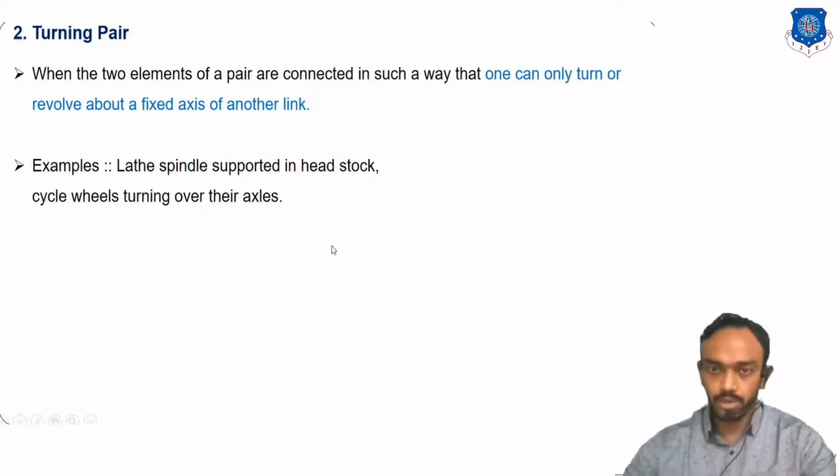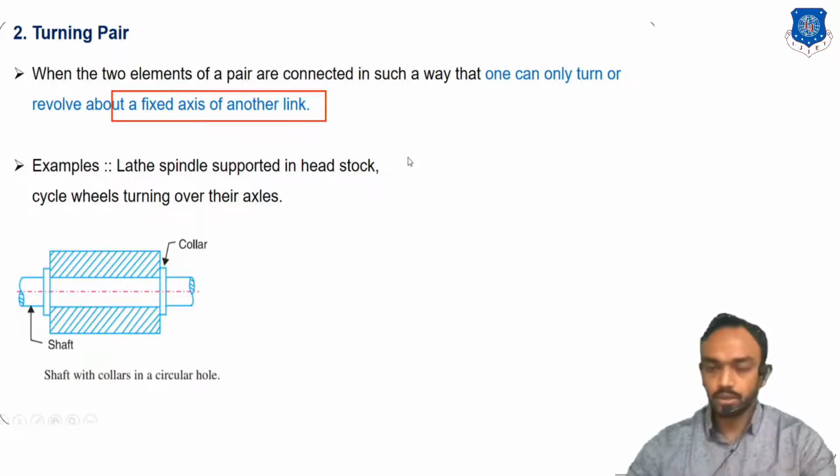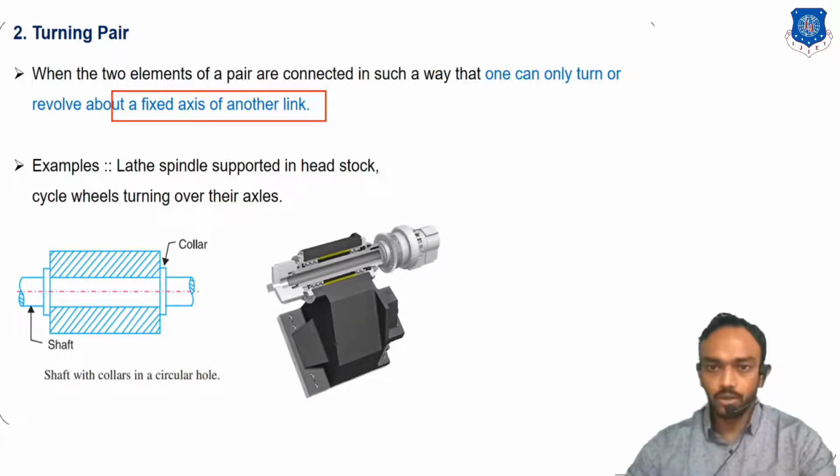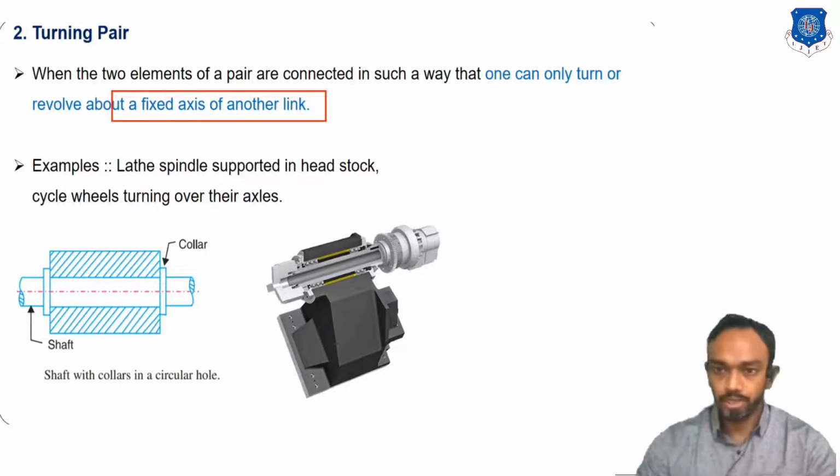Next is a turning pair. One element turning with respect to, or about, the other is known as a turning pair. An example of a turning pair is a shaft with a collar in a circular hole. Also the lathe spindle supported in a headstock. You have not seen the lathe yet, but this is the second example of the turning pair: a lathe spindle supported in a headstock. It is assembled on a bearing and can rotate with respect to the headstock.